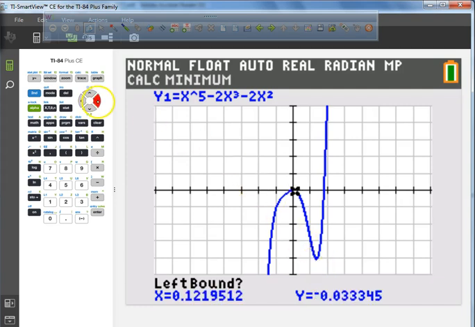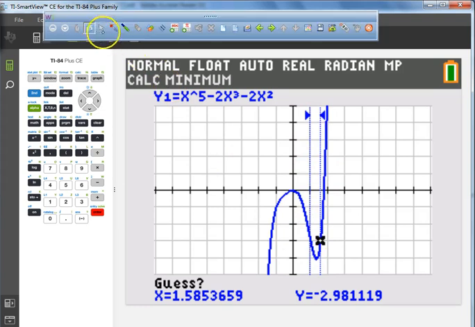So I'm going to actually get it a little bit closer. So if you hit the right arrow, you can see how you get your cursor a little bit closer to that minimum. I don't want to go past it. Is this still on the left side of that minimum? So I'm going to press enter. Look what your calculator does. It creates a nice vertical line to let you know you created a boundary. Now it says right boundary. Well, where do you want the right boundary to be? On the other side, right? Okay. At this point, is it technically on the other side of that relative minimum? Sure. Press enter.